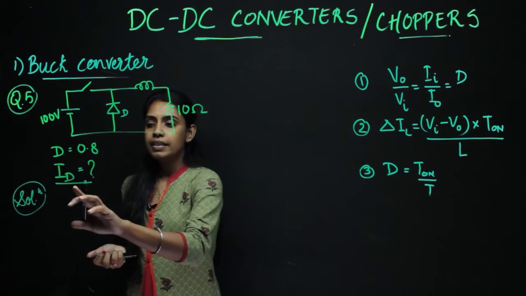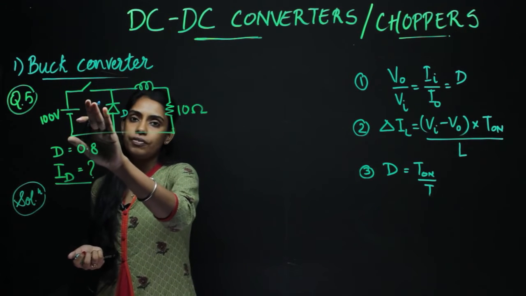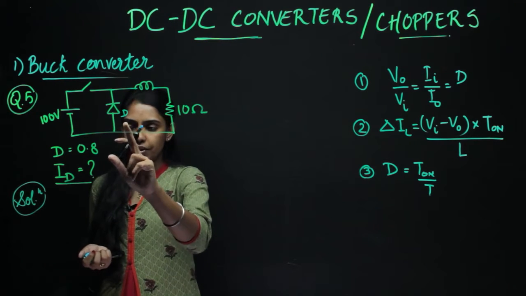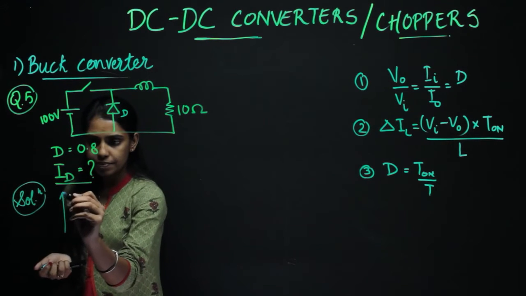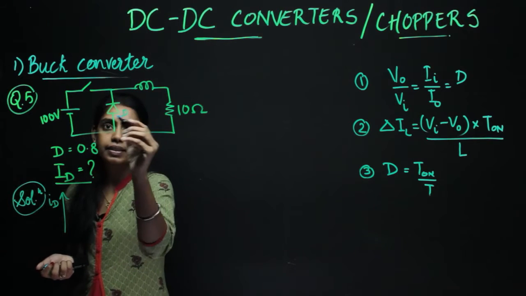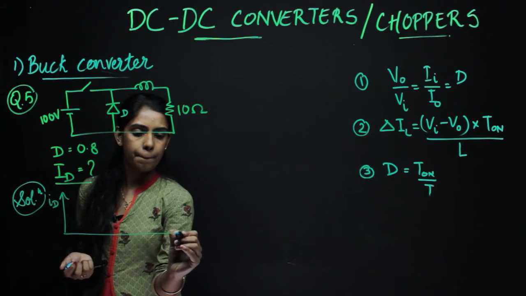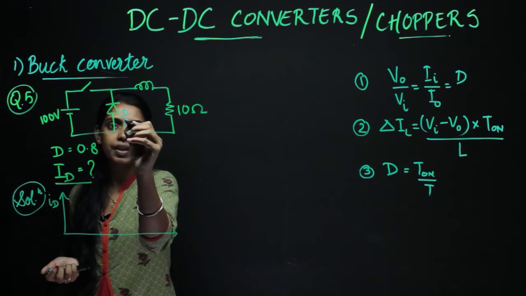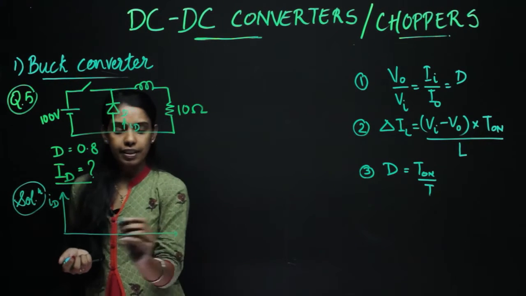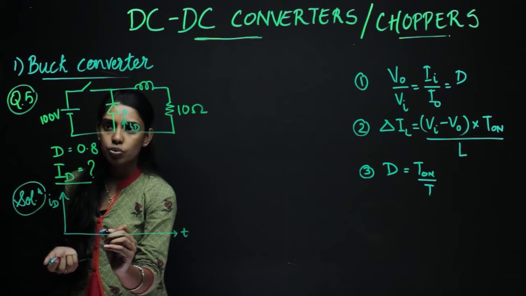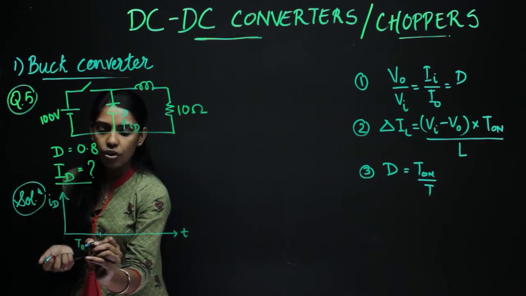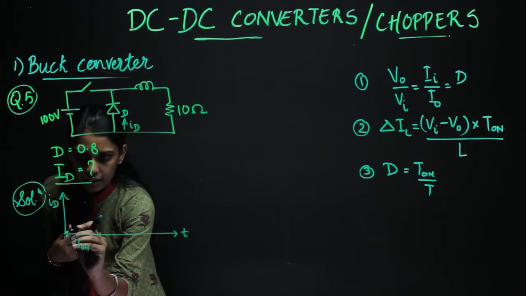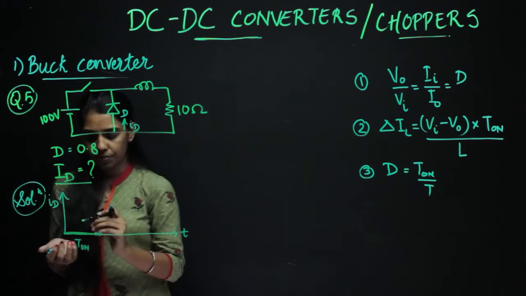Now, when the switch is in the on condition, the diode is reverse biased. So there is no current flowing in the diode. So if we make the waveform of the diode current, ID, the current in the diode flows like this in the off condition. So this we have considered as ID, and this is the time. When the switch is in the on condition, that is T on time, the diode is reverse biased, so the diode current will be 0.